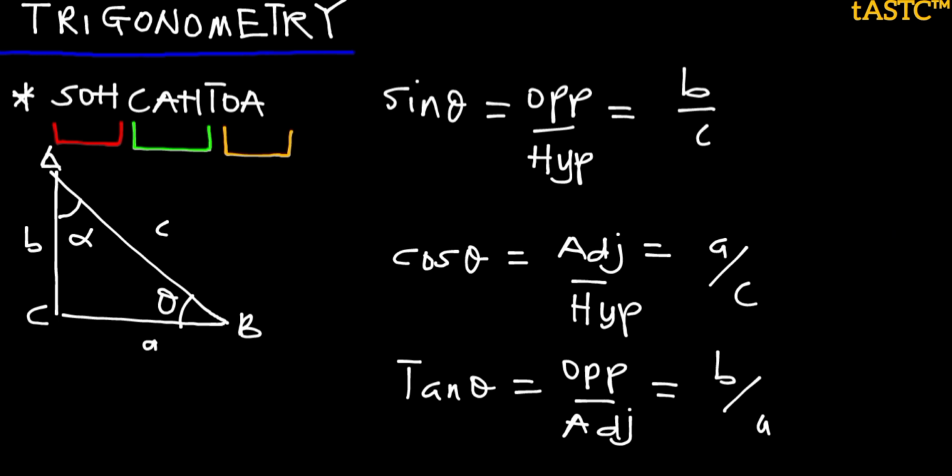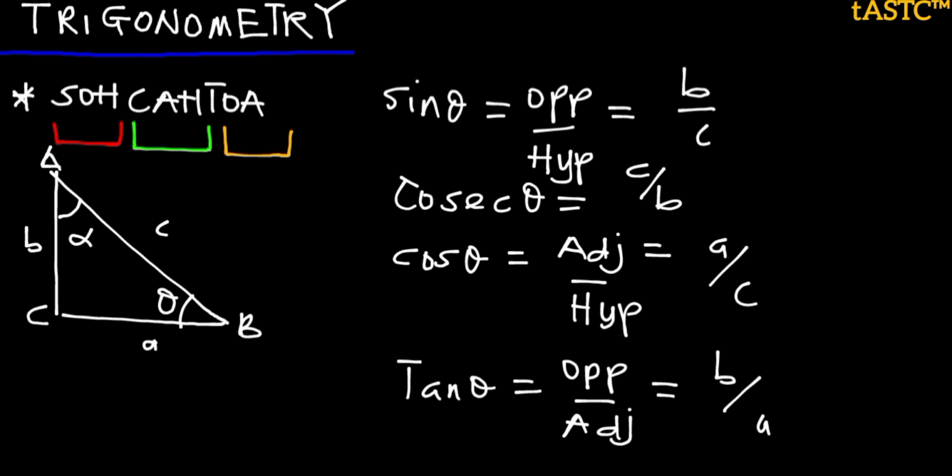Now I just need to show you something more. You could have the reciprocal form of sine theta. The reciprocal form of sine theta will be written as cosecant theta, or cosec theta. Just as the word implies, you just need to reciprocate what you have there. So you're going to have it as hypotenuse divided by opposite, which would give you c divided by b.